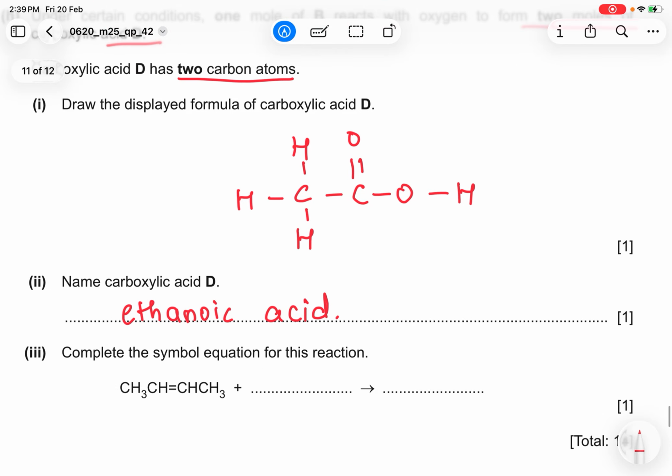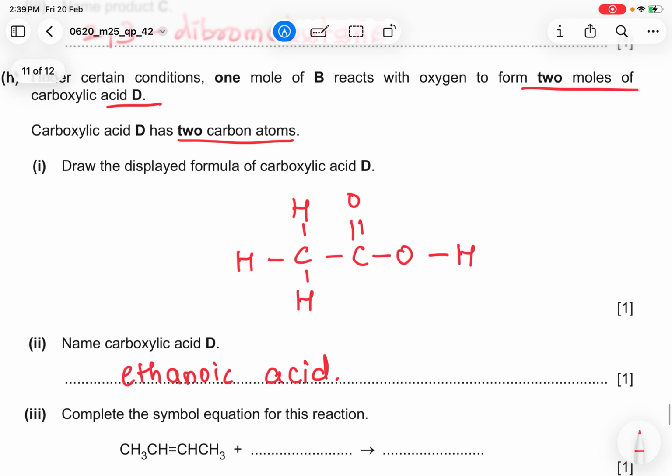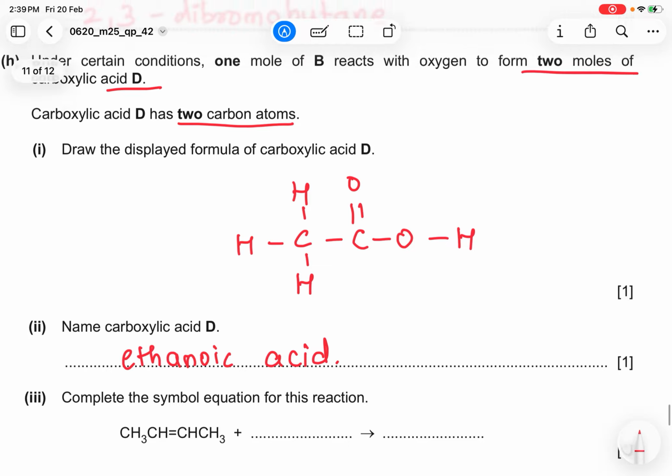We have to just complete the equation here. So they are talking about the same reaction, that 1 mole of B is reacting with oxygen to form 2 moles of carboxylic acid. So it reacts with oxygen. So we are going to write O2 here, and it is forming 2 moles of ethanoic acid. So we'll write 2 CH3COOH.